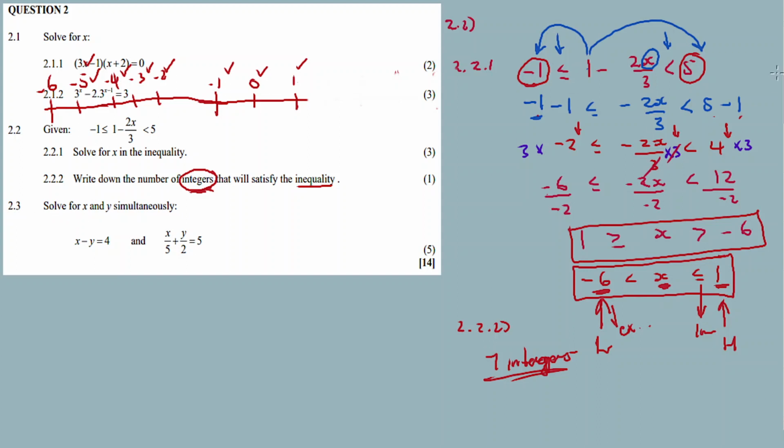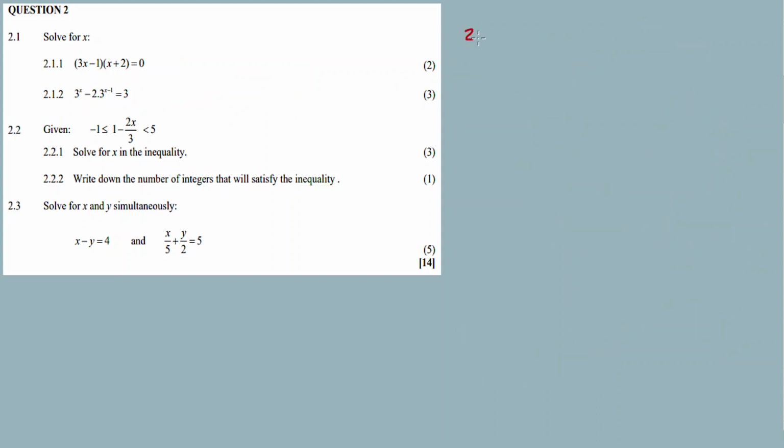2.3, solve for x and y simultaneously. With our simultaneous equations you have three options. You have the graphical method, that's the first option. Second option, substitution method, right? Number 3, elimination method. That's the third method. So it's up to you to choose. Here we can use the substitution method.